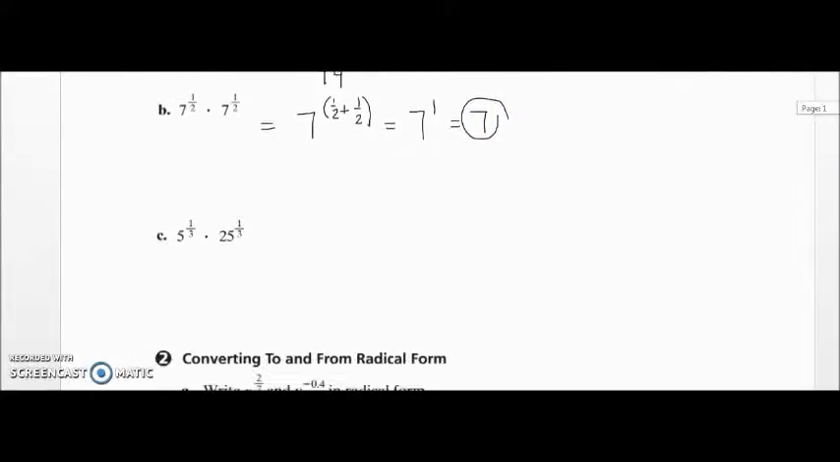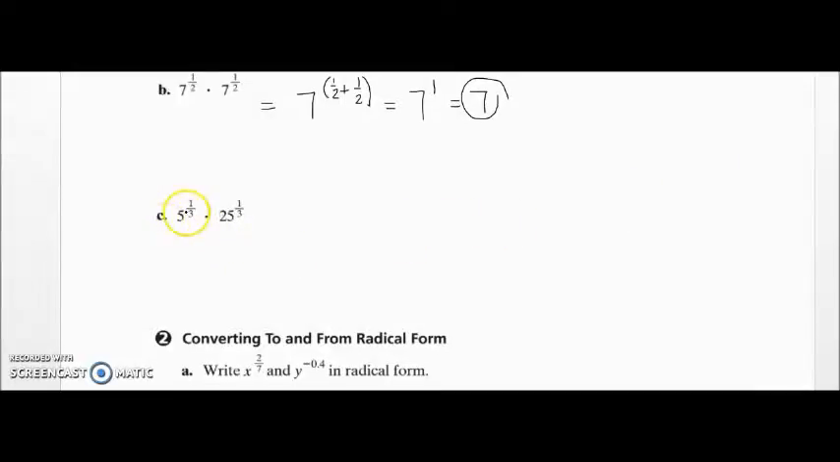All right, let's step up our game a little bit. This time we have 5 to the 1/3 times 25 to the 1/3. And you are saying, well, Ms. Harmeyer, we can't do those because they don't have the same base. But we can try to turn these into the same base. Let's look at this 25. We know that 25 is just 5 squared. So let's rewrite it that way. So we've got 5 to the 1/3 times, I'm going to rewrite 25 as 5 squared. That's the same thing as 25, and that's raised to the 1/3 power.